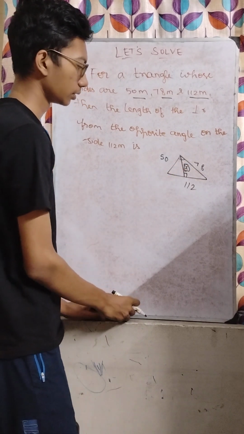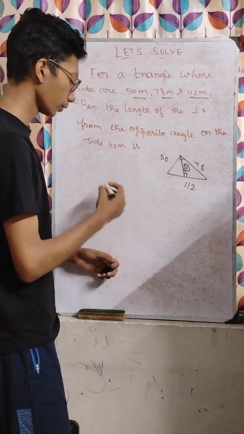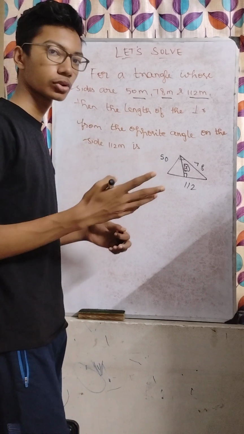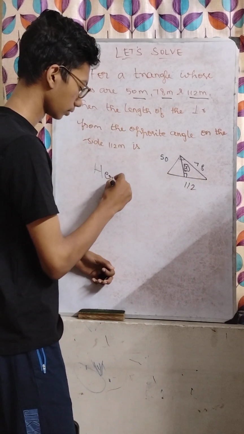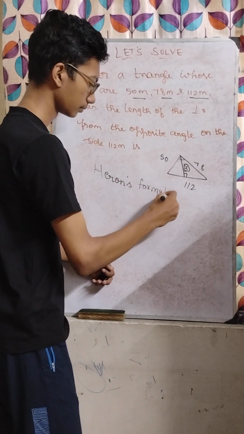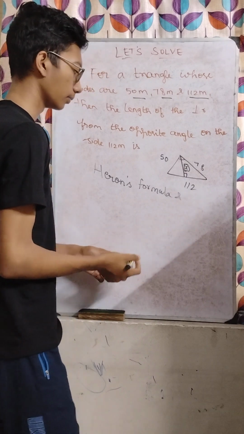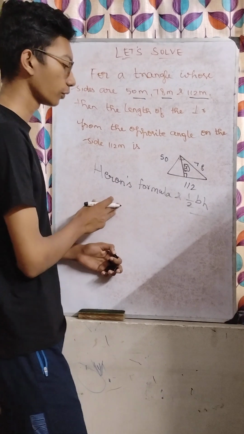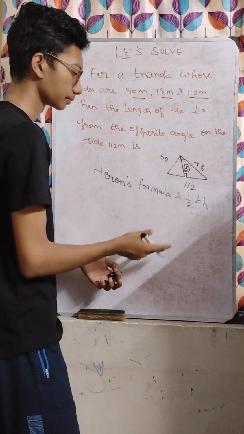So how we can solve this is, we can use the area of a triangle formula. We have many ways to find the area of a triangle, but in this, we will use Heron's formula and just the normal area of a triangle formula, that is half into base into height. These two formulas we will use, because both give the area of this triangle.